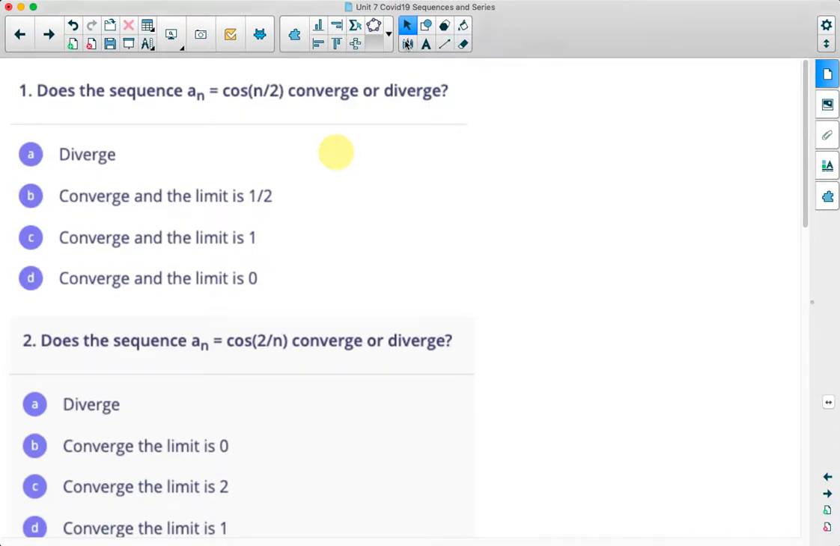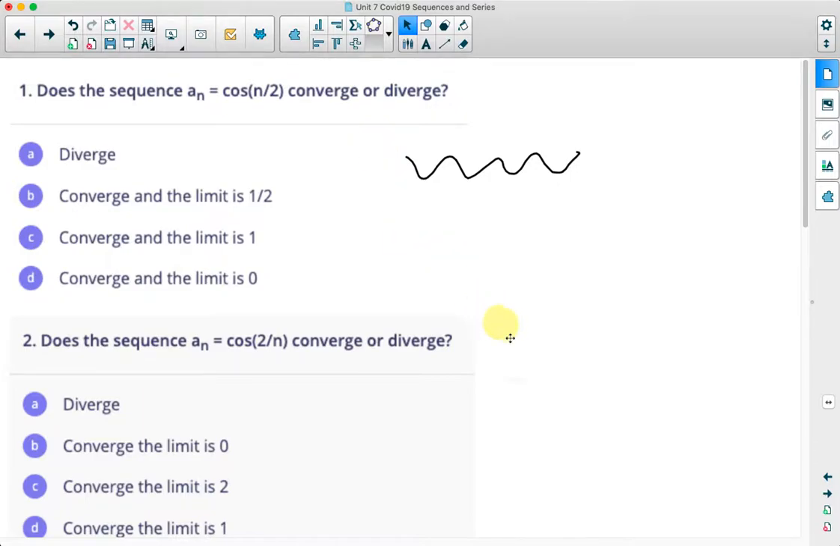And since cosine is a periodic function, that just means you're going to be looking at the cosine curve as it just keeps going, wiggling up and down and up and down, forever. And so the value of cosine n over 2 just keeps going up and down, and it never settles into anything, and it's going to diverge. If it doesn't converge to a specific limit, it diverges. So the answer there would have been A, diverges.